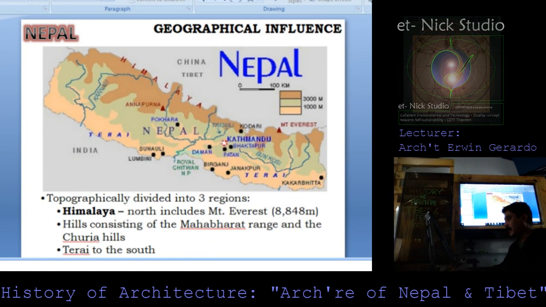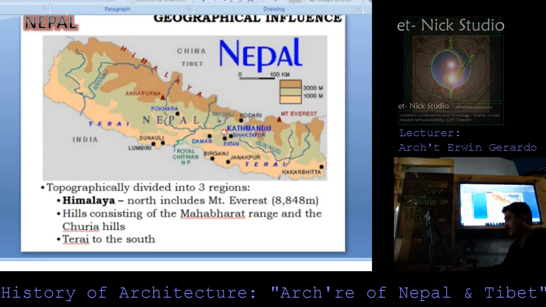Geographical influence of Nepal. It's topographically divided into three regions. One is the Himalaya in the north, which includes Mount Everest, with a height of 8,848 meters. Hills consisting of the Mahabharat Range and the Churia Hills, and the Terai to the south.